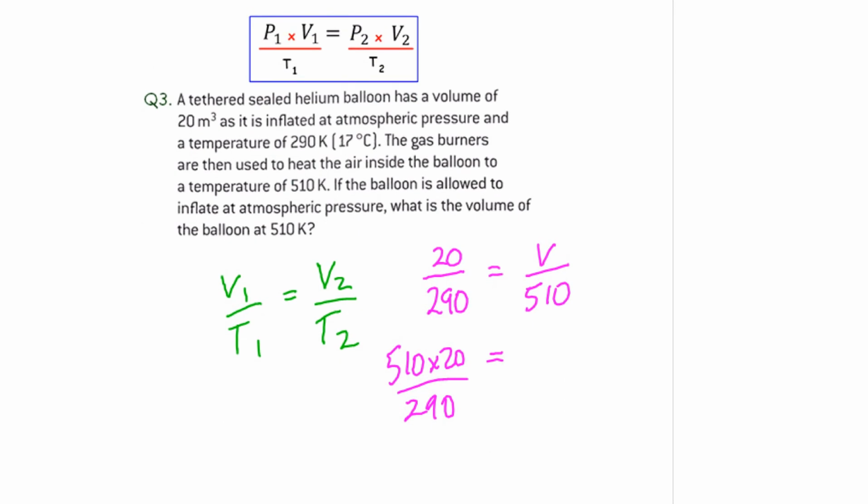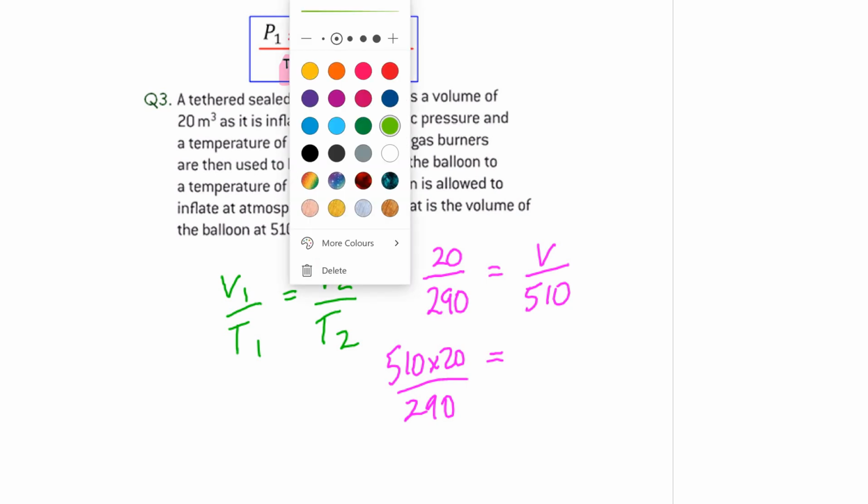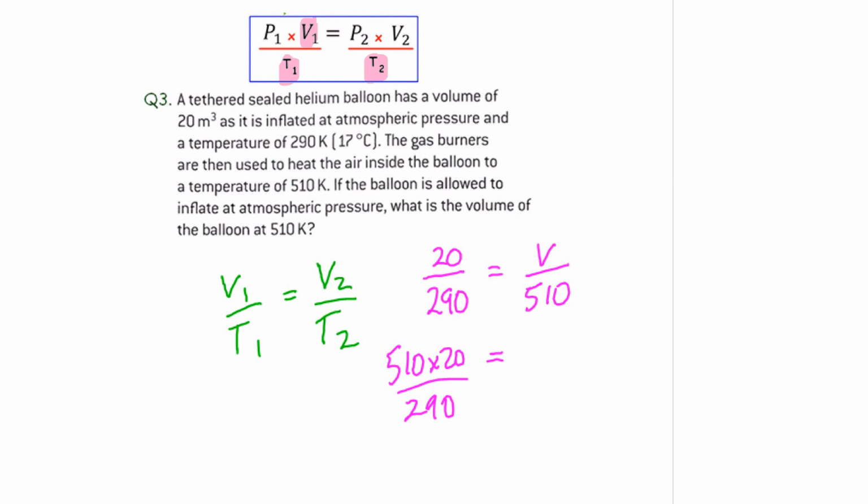A tethered sealed helium balloon has a volume of 20 centimetres cubed. Volume is fine. It is inflated at atmospheric pressure and a temperature of 290 Kelvin. The gas burners are then used to heat the air inside to a temperature of 510 Kelvin. So there's a second temperature. If the balloon is allowed to inflate to atmospheric pressure, so in other words, atmospheric pressure stays the same, remove that from the equation, then calculate the volume of the balloon.